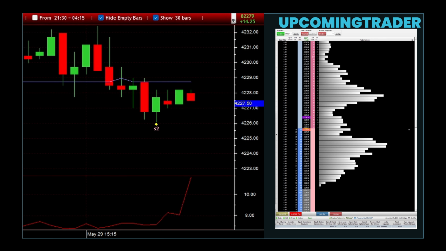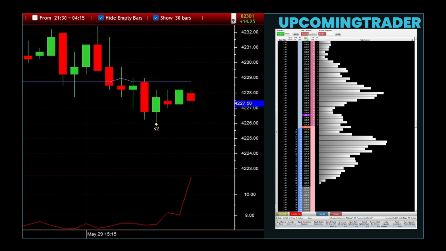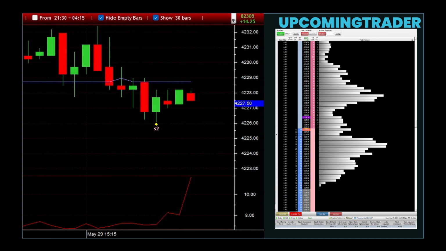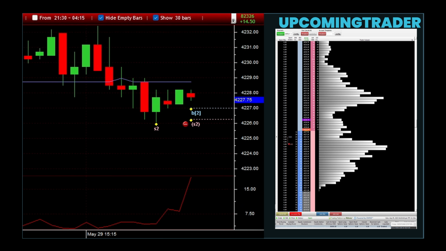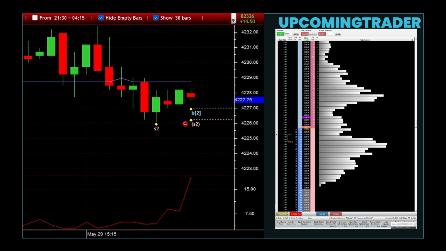The point of control is another key level to watch. Think of it as a magnet for the price because it represents the level where the most trading activity occurred, suggesting it is an area of fair value. If the price is approaching the POC, there is a good chance that it will either bounce off or pass through it, depending on the strength of the current market momentum.